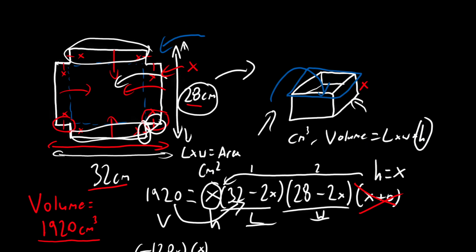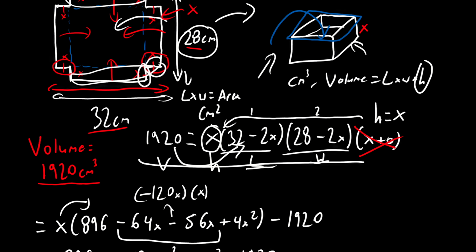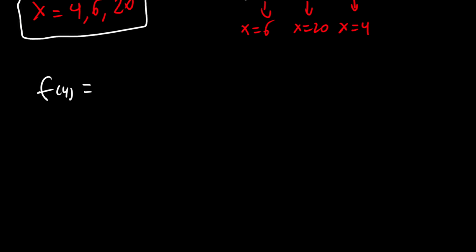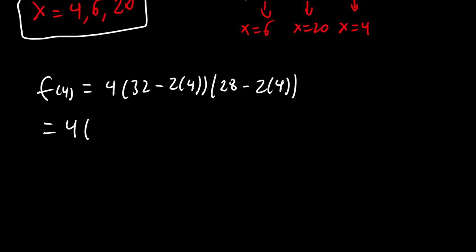Now, from here, we can check if these values of x give us the correct volume. Taking a look at our original formula, 1920 equals x times 32 minus 2x times 28 minus 2x, we can make 1920 f of x. Let's start by doing f at 4, which is one of the possible values of x. This equals 4 times 32 minus 2 times 4 times 28 minus 2 times 4. From here, this equals 4 times negative 2 times 4, which is negative 8. 32 minus 8 is 24 times negative 2 times 4, which is again negative 8, and 28 minus 8 is 20. Now we have a length, a width, and a height.